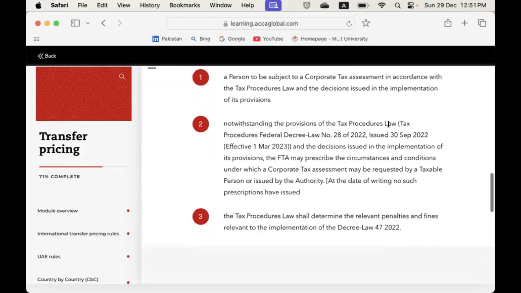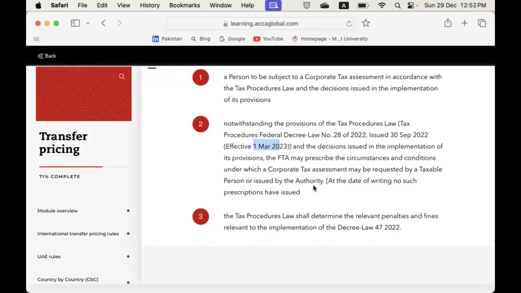Notwithstanding the provisions of the tax procedures law, tax procedures federal decree law number 28 of 2022, issued 30th September 2022, but it was effective on 1st March 2023, and the decisions issued in the implementation of the provisions, the FTA may prescribe the circumstances and conditions under which a corporate tax assessment may be requested by a taxable person or issued by the authority.